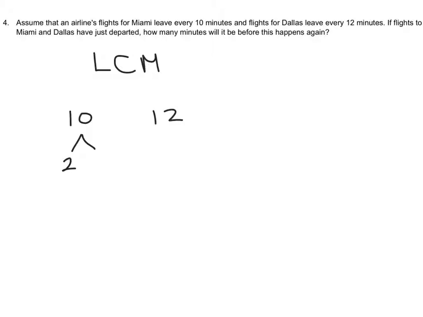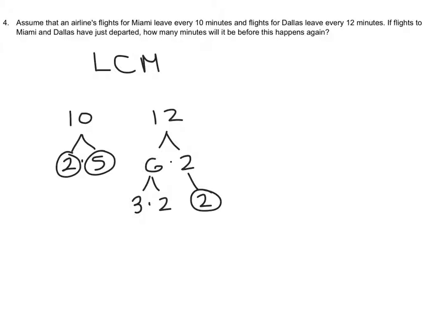10 is 2 times 5. 2 and 5 are both prime factors, so we'll circle those. 12 is 6 times 2, and 6 can be broken into 3 times 2. So the prime factors are 2 times 2 times 3.